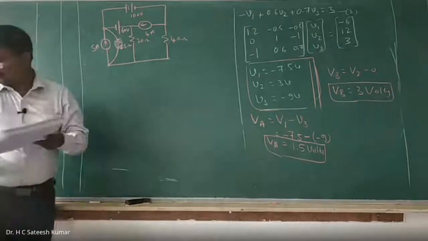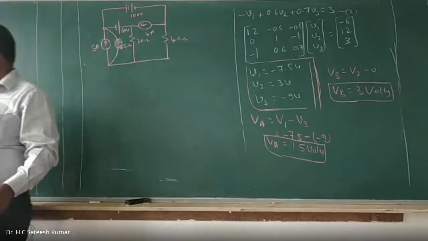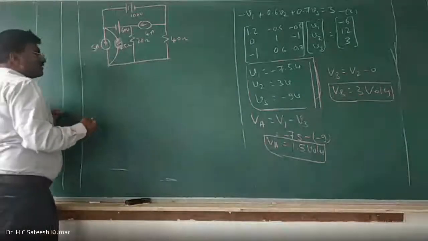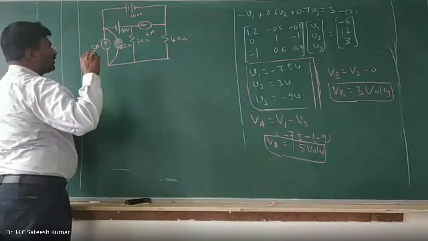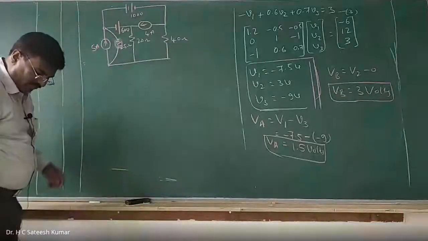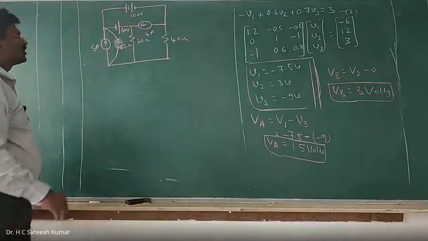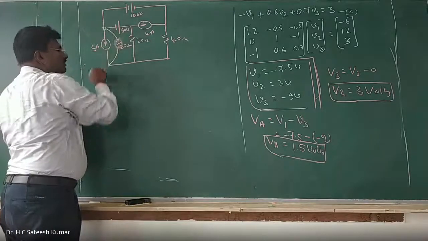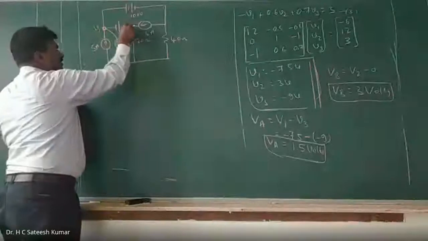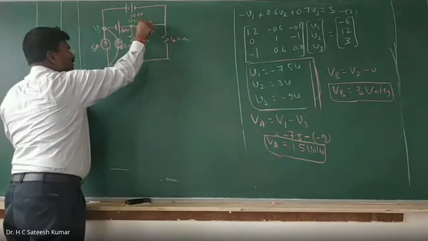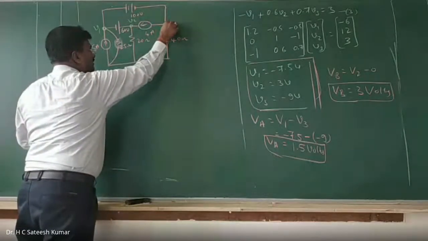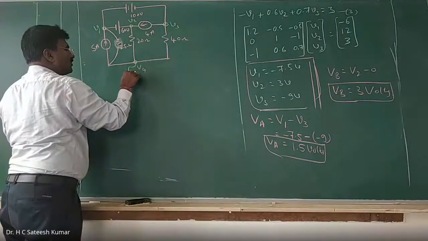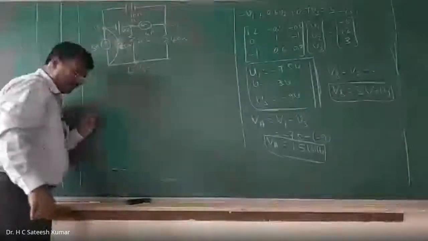Carefully, you should observe. It's the extended version of super node. Now I want to find out the node voltages first. How will you find out the node voltages? First, what you should know? Apply KCL. Before applying KCL, identify the nodes. This voltage I called as V1. This voltage I called as V2. This voltage I called as V3. And this voltage I called as V4. And this is identified as a ground node whose potential is assumed to be 0.